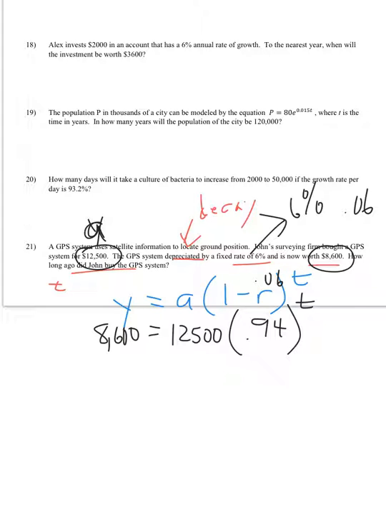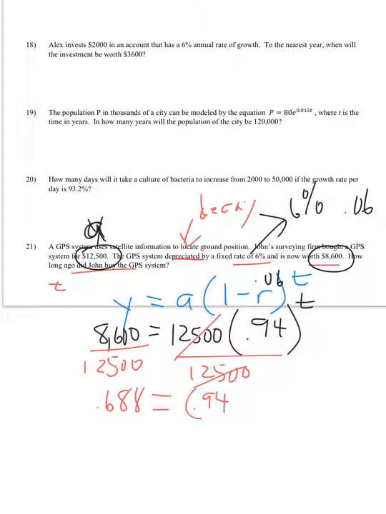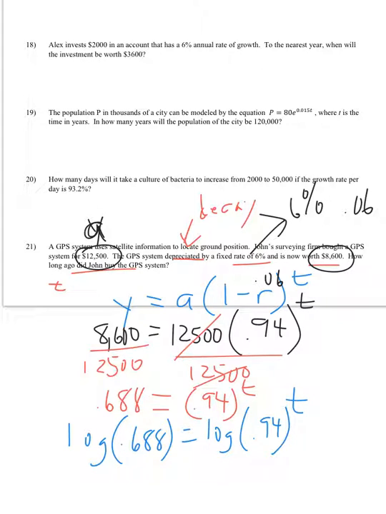Now, to solve this, we're going to have to get the 0.94 to the power of t alone. We divide by that 12,500. So again, you're dividing by that A value, or the initial amount. So this time we're going to get a decimal less than 1 over here. We get 0.688, if you do the calculator work there, equals 0.94 to the power of t. Now we're going to do the common log of both sides, so the log of 0.688 equals the log of 0.94 to the power of t.